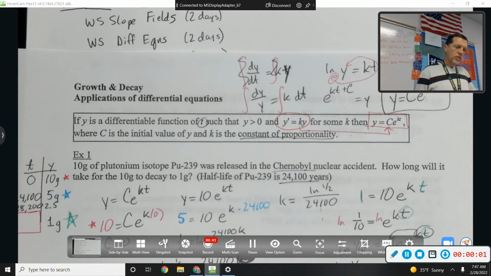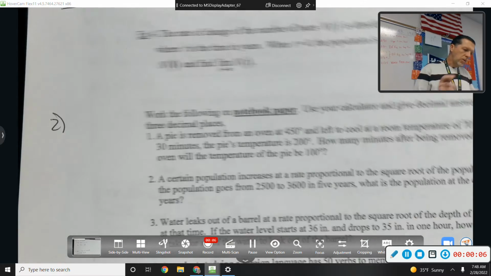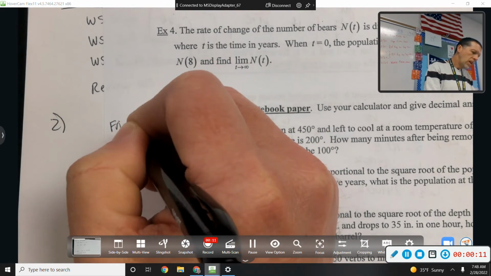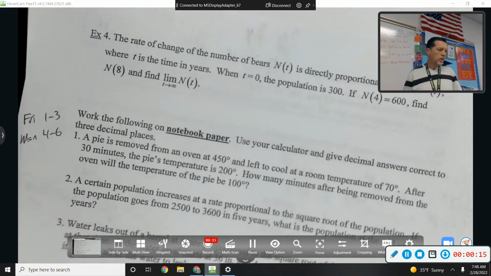Okay, so questions from the growth and decay worksheet. Again, Friday's assignment was 1 through 3. Today's assignment is going to be 4 through 6. So let's do number 2.